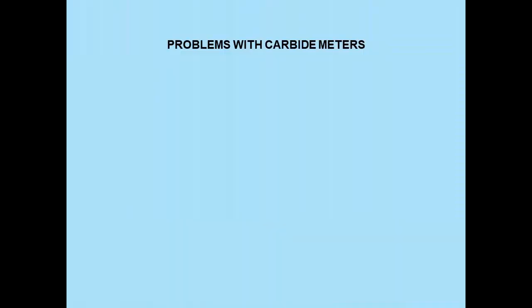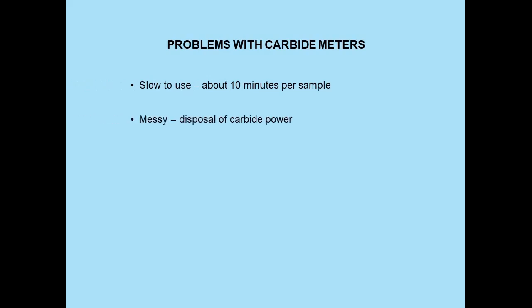So then, what are the problems with carbide meters? One, they're very slow to use. They take about 10 minutes of sample by the time you've shaken up, left it, shaken up and left it to get the reading. They're messy. You've got to dispose of the carbide powder. And the other little problem with them is they're used on site usually, and they can cause the user to give an instant response, which may not be helpful.